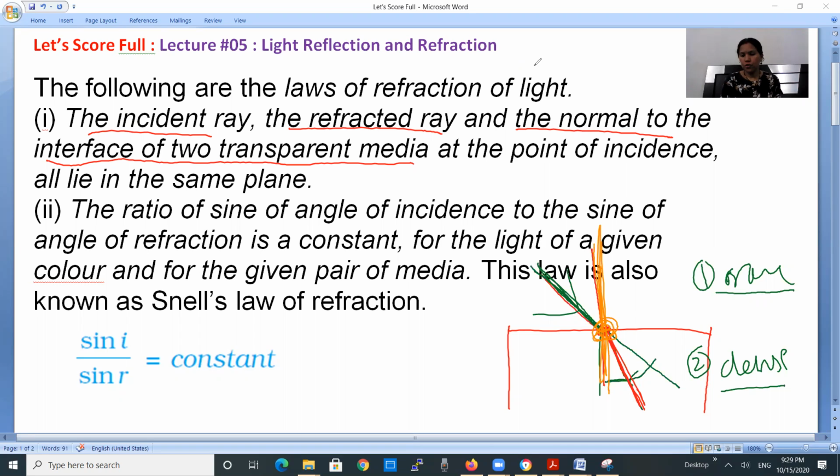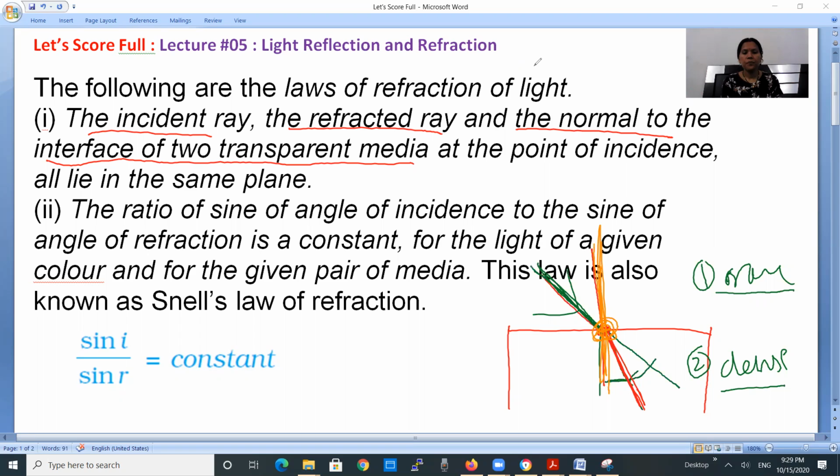Means if you take a rectangular sheet and you keep it straight or bending, you can take all these three lines and the incident point on that rectangular sheet. So it means they are on the same plane. So this is the first law.